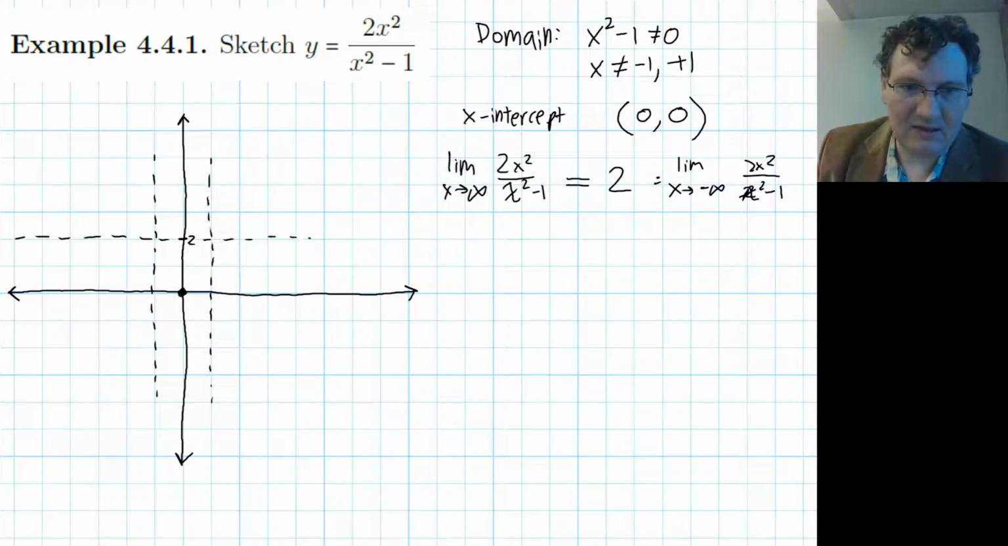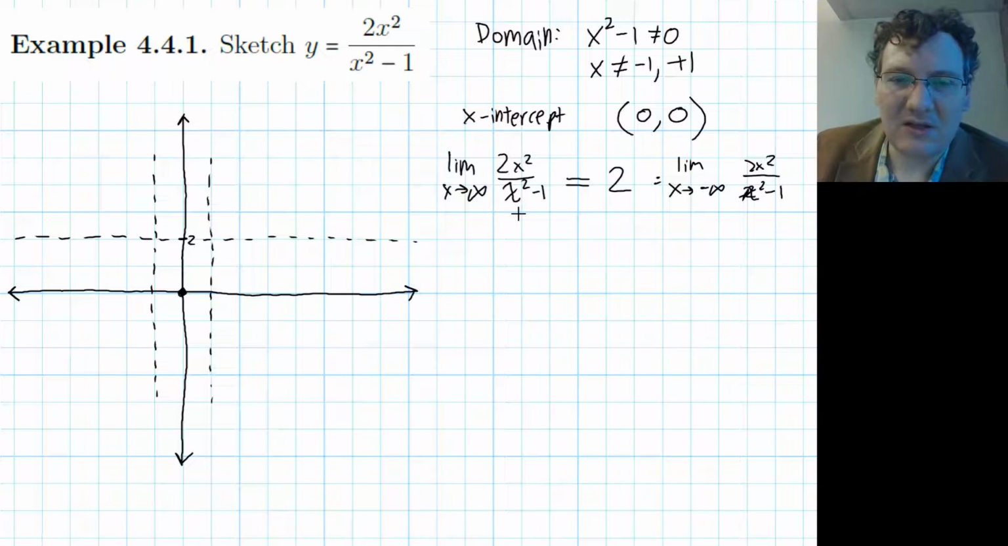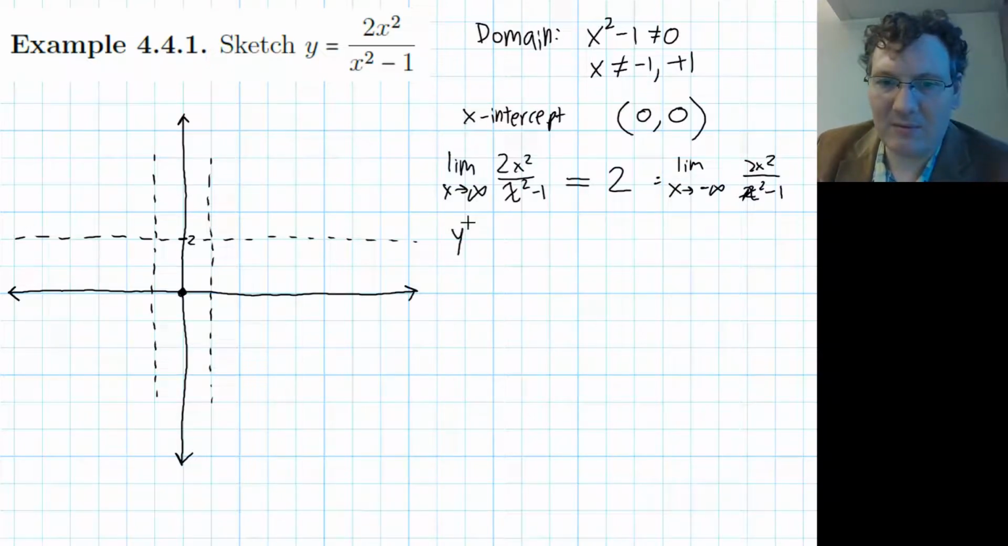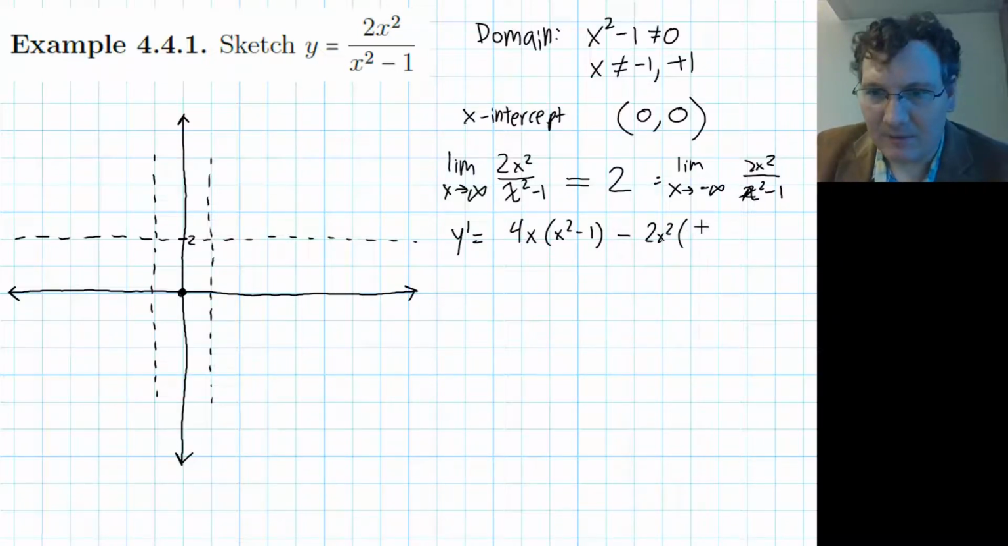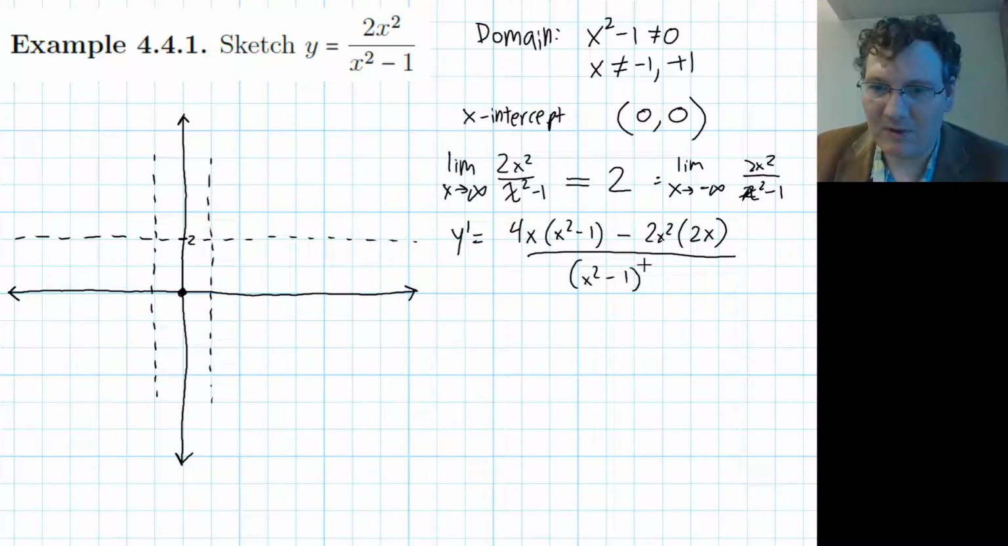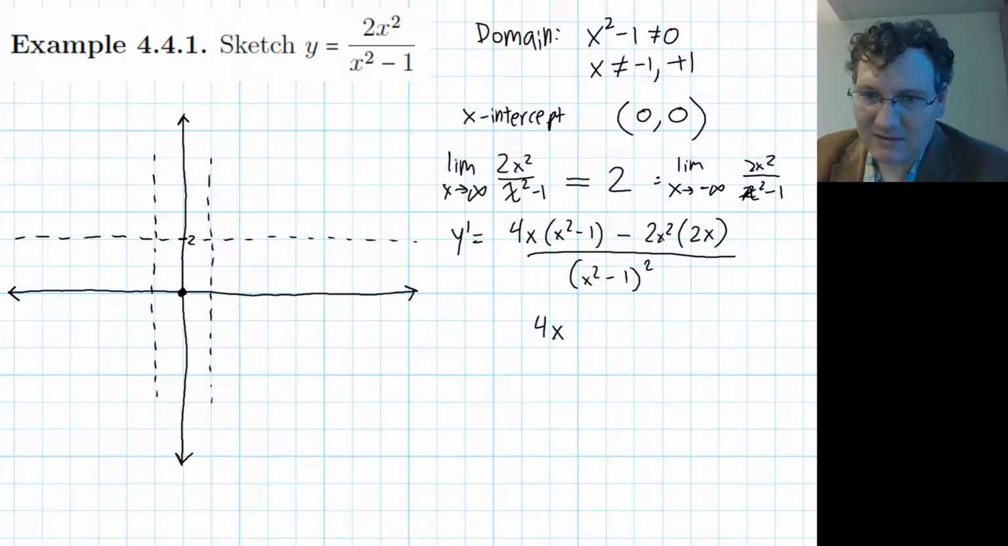So this is the asymptote, and now let's find the derivative. y prime is going to be 4x times x squared minus 1 minus 2x squared times 2x, that's the derivative of the numerator, all over x squared minus 1 squared. This is only equal to 0 when the numerator is equal to 0. If you work that out, it's 4x cubed minus 4x minus 4x cubed, so it turns out this is just equal to negative 4x.